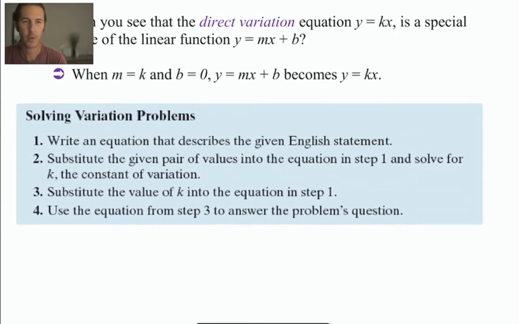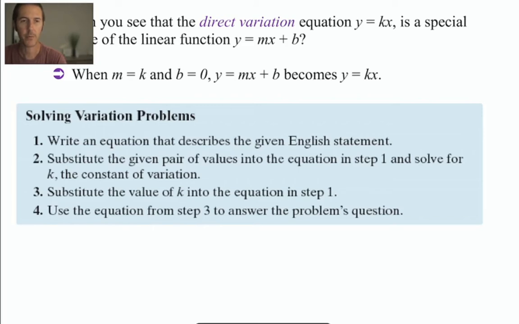So we're going to write an equation that describes the given English statement. That's the translation process that I was just talking about. Then the problem typically gives us enough information that we can plug into the equation that we've created. And the only thing we won't know is our k value. So we will solve for our k value.